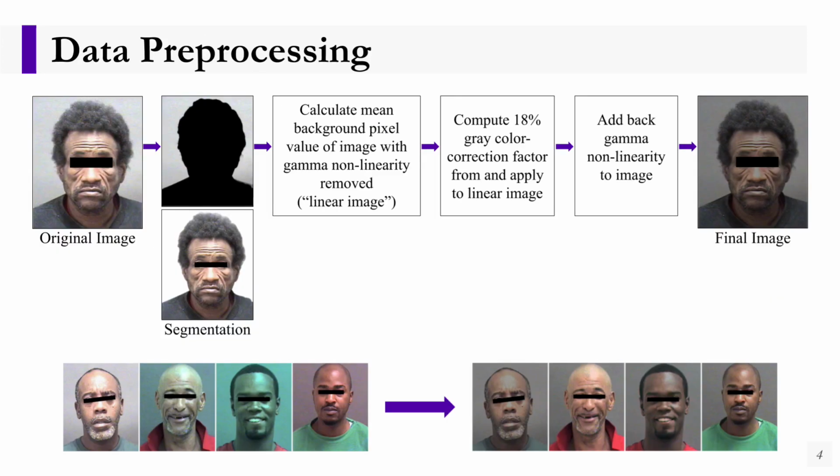The color correction step is crucial in standardizing both background and skin tone across images shown to manual and automated raters. We begin with the original image and then segment the foreground and background of the image. Next, we remove the gamma nonlinearity of the image, which is a factor applied to images shown on a computer screen. And we calculate the mean pixel background value of the image with gamma nonlinearity removed. Next, we compute 18% gray color correction factor from the linear image and apply it. Finally, we add back gamma nonlinearity to the image and get our final image.